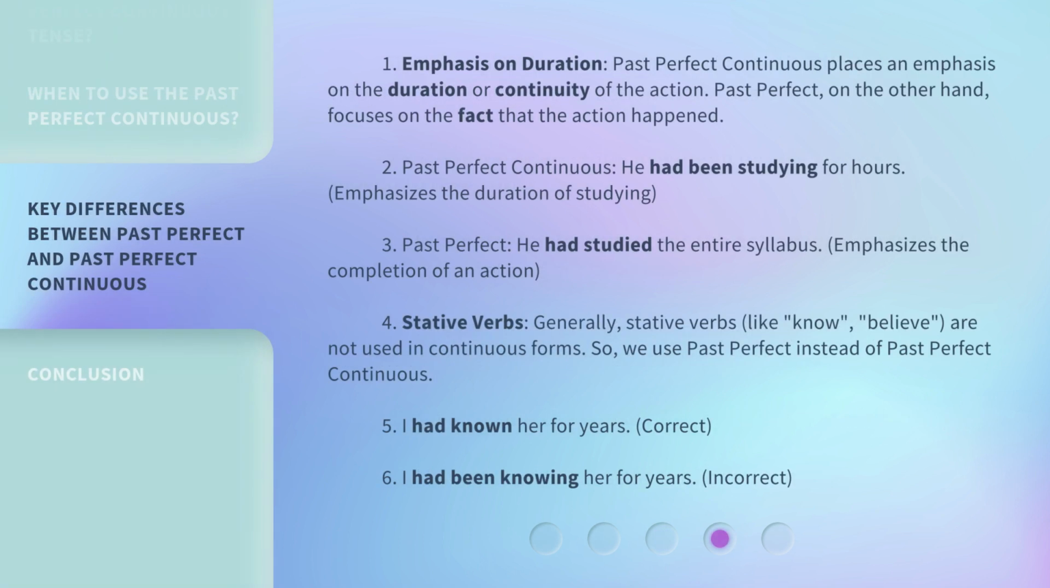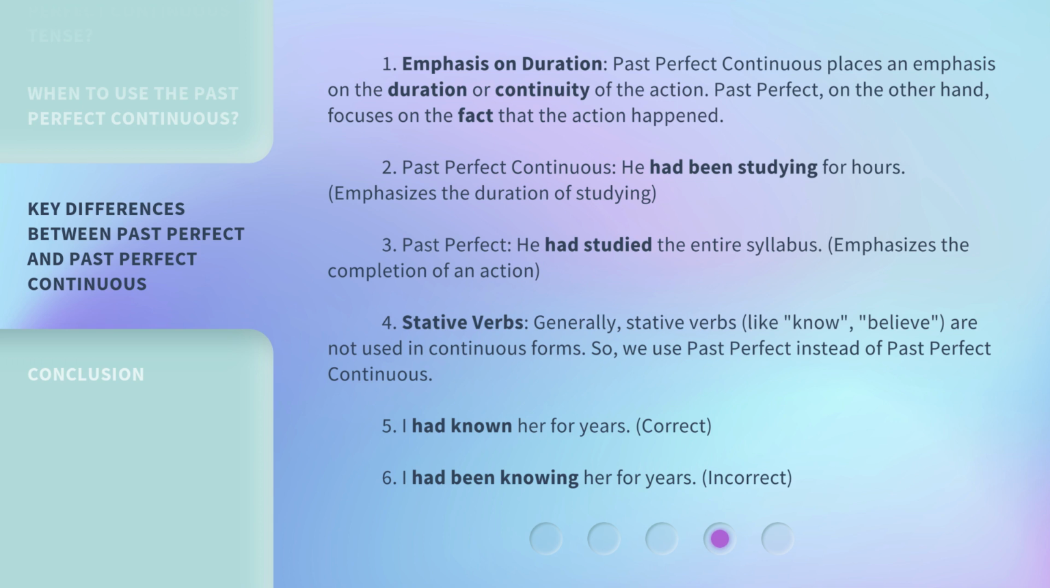1. Emphasis on duration. Past perfect continuous places an emphasis on the duration or continuity of the action. Past perfect, on the other hand, focuses on the fact that the action happened. 2. Past perfect continuous. He had been studying for hours. Emphasizes the duration of studying.